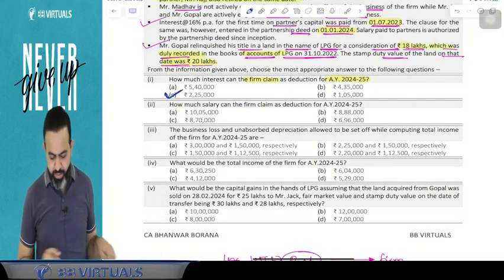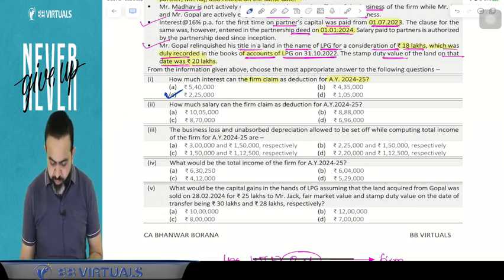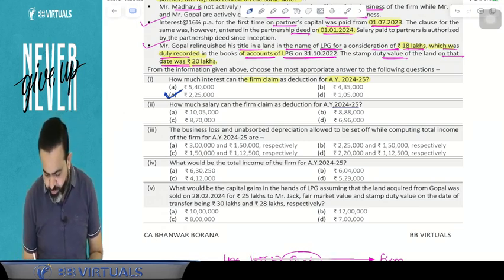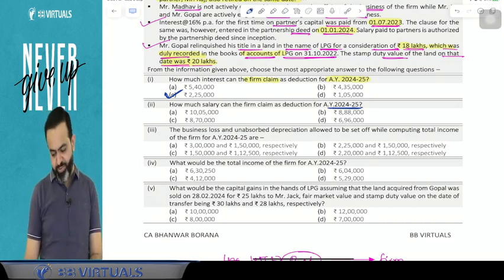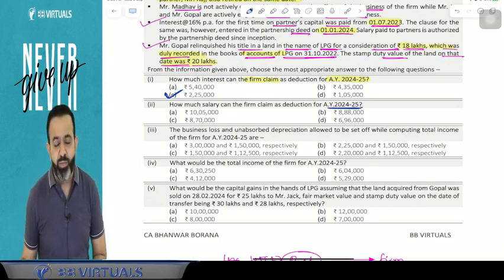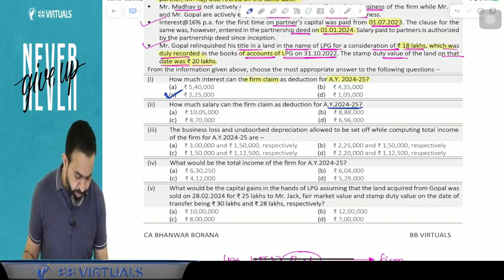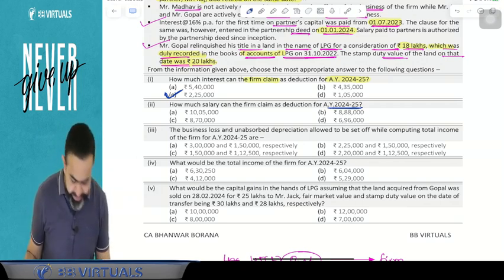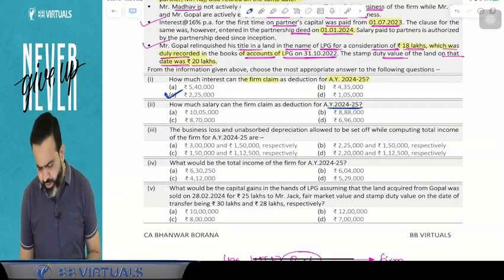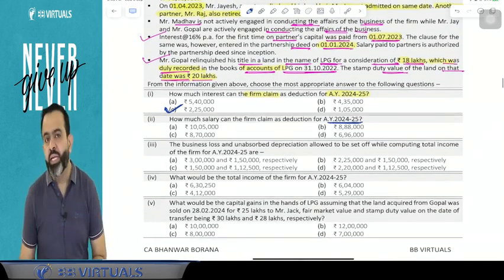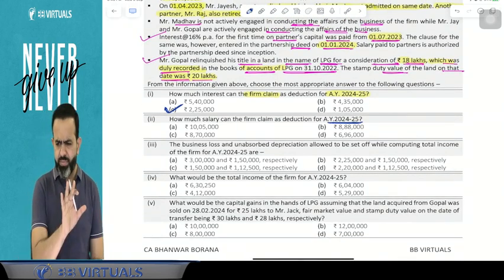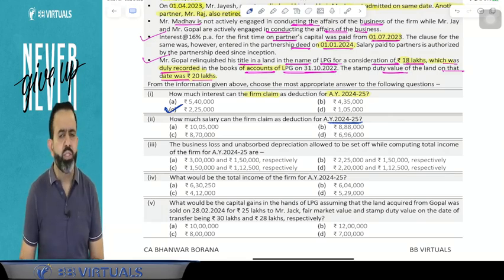Next part is: how much salary can the firm claim as deduction for assessment year 24-25? So guys, here they are asking about the remuneration. What amount of remuneration will be allowed in the current year? Remuneration will be allowed on the book profit basis.